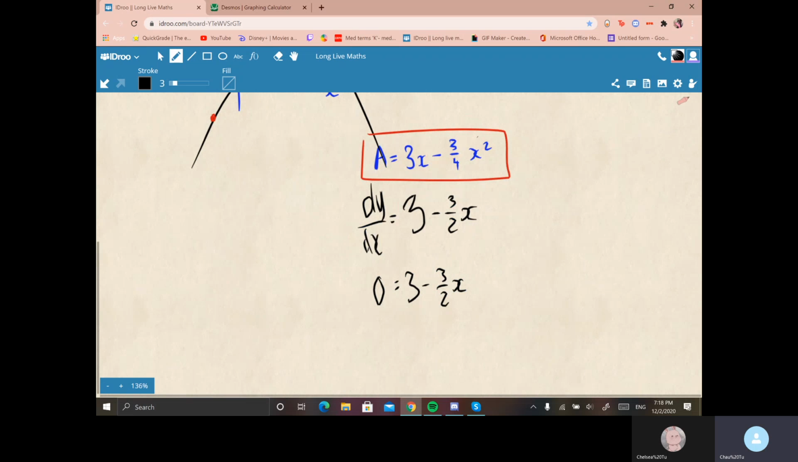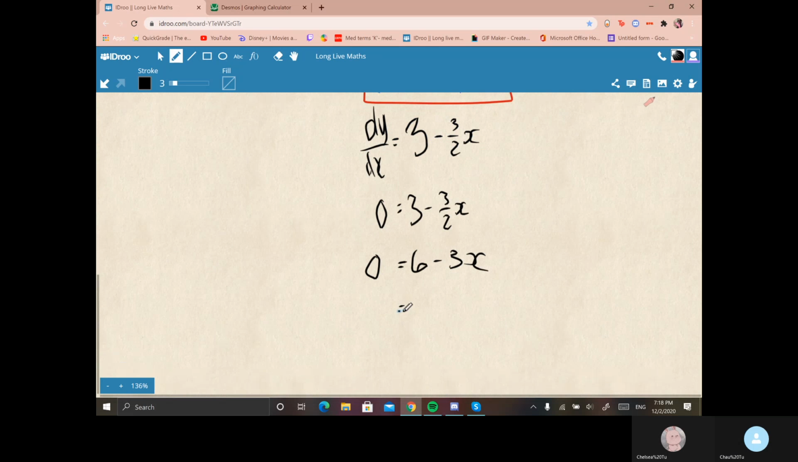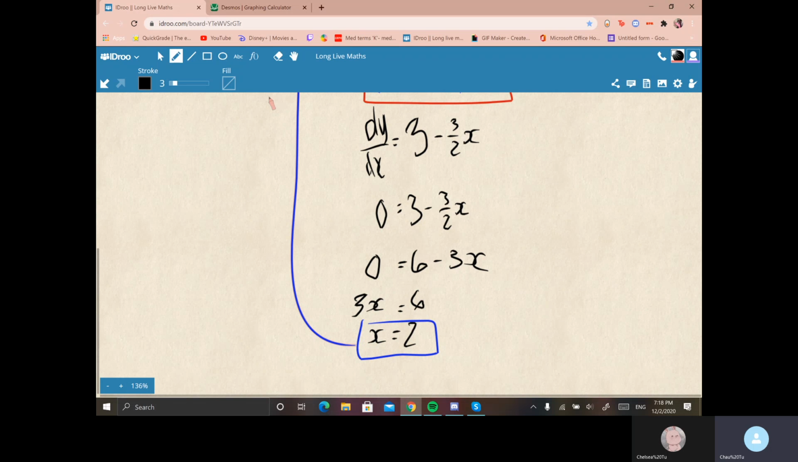Yeah, you put 0 into the gradient, because at the highest point, the gradient would be 0. So work out a value of x that would give you a gradient of 0. Yeah, so earlier we suspected it was 2, but we didn't know for sure. Now, because we've got a graph, we can see that that is the highest point by using calculus.